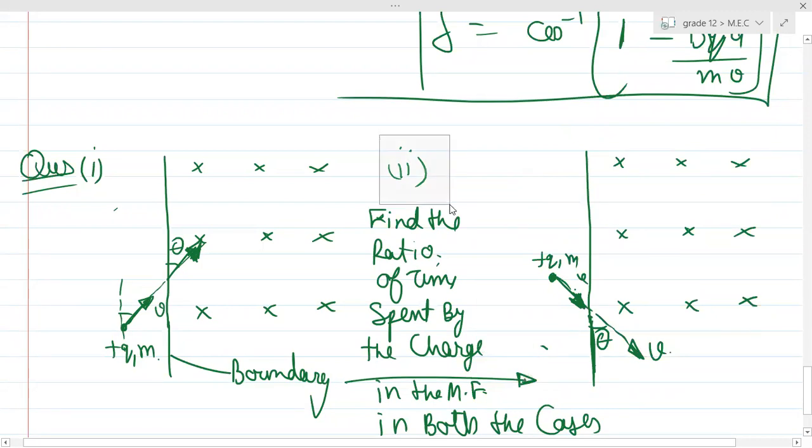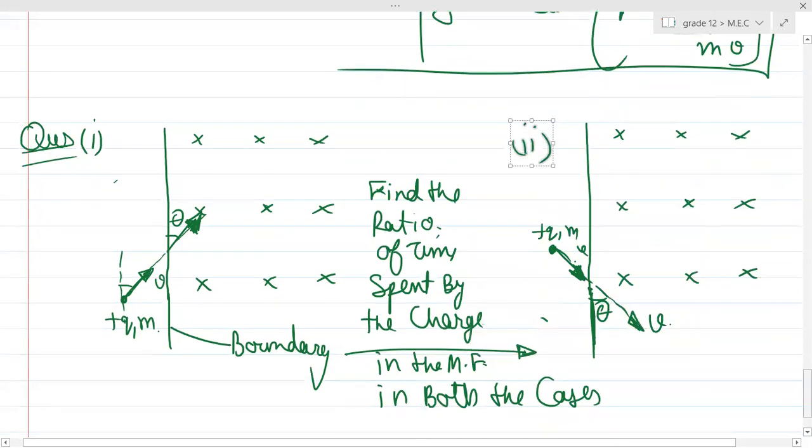Guys, you understood the question, of what exactly happened? I have thrown in both the cases with the same speed, the same charge. But can you see in one case I have thrown it with an angle theta like this, and in one case I have thrown it at an angle like this. So I want you to find out the ratio of time spent by the charge in both the cases. Acha, will the answer be one? Will the answer be 1:1?